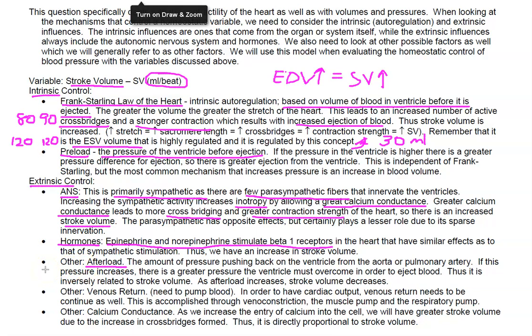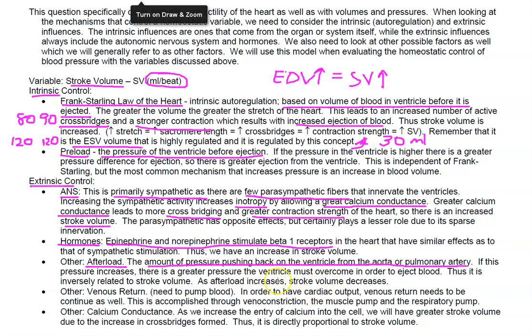For our other factor, we have afterload. Remember, load meant pressure. So afterload is the amount of pressure pushing back on the ventricle. The afterload I actually explained up here, where the higher pressure that we have to overcome, because afterload is best estimated by the diastolic blood pressure of the aorta or the pulmonary trunk on the right side of the heart.